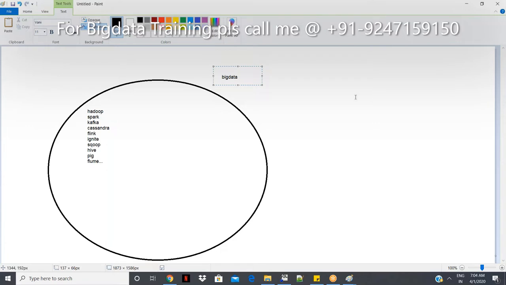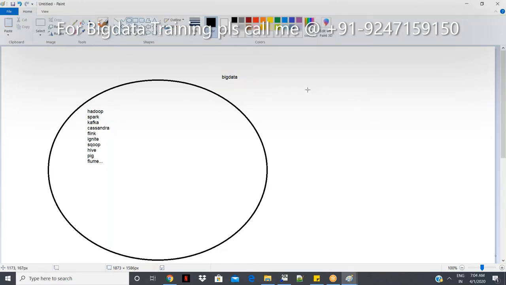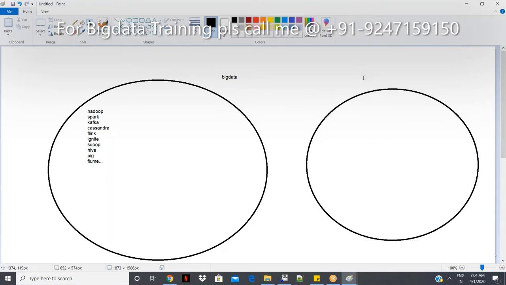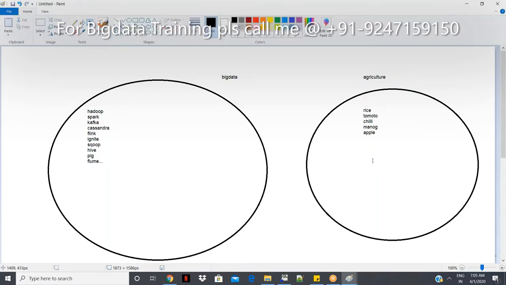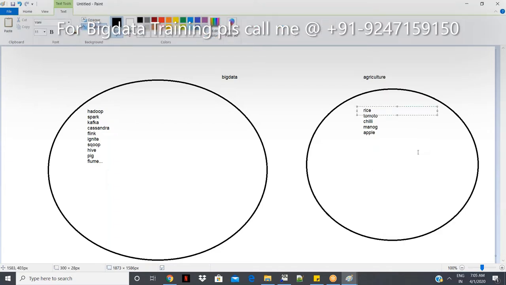Still, if you want clarity, I will give one example, only for knowledge purposes. For example, you are using agriculture. Inside this agriculture, you are using rice, tomato, chilli, wheat, mango, apple. Like this, you are using different types of crops. Based on your requirement, you are using appropriate crops. For example, I want pizza. At that time, I think vegetables and pizza bun are required, so you are using appropriate crops.